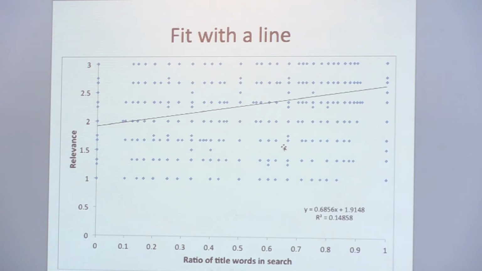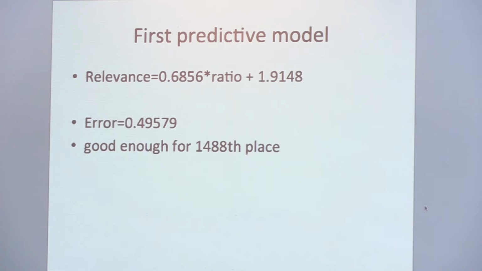But actually, if we fit a line to it, then we can see there's a bit of predictive power there, ever so slightly. There's a slight increase: as the ratio increases, the relevance slightly increases. So let's just take that and see how this really basic, bare bones, simple model works. Here we're going to predict relevance equal to 0.68 times the ratio plus 1.914. And that's enough to get you an error of pretty much 0.5.